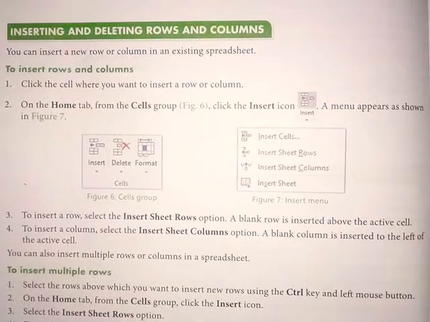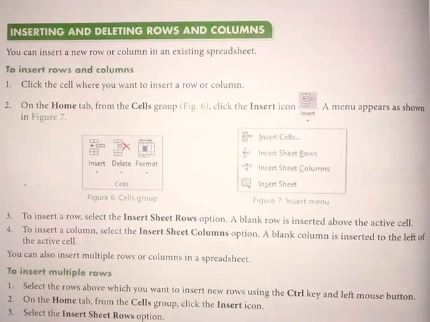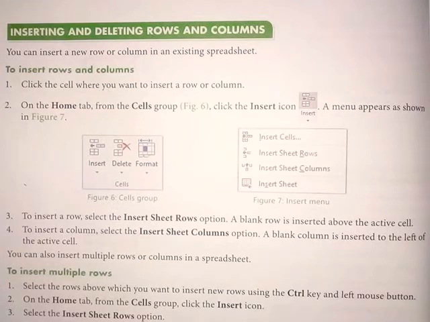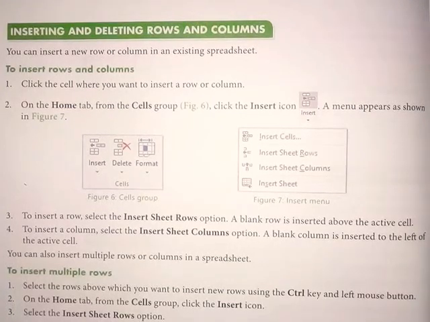Third, to insert a row, select the Insert Sheet Rows option. A blank row is inserted above the active cell. To insert a column, select the Insert Sheet Columns option. A blank column is inserted to the left of the active cell.